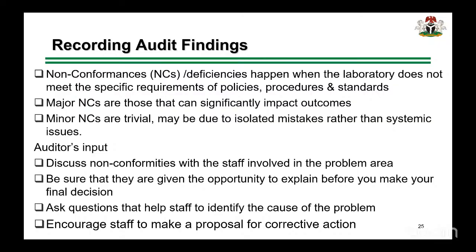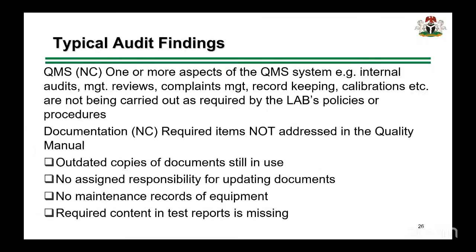Discuss the non-conformity with the staff involved and the problem. Be sure that they are given the opportunity to explain before you make your final decision. Ask questions that help staff to identify the cause of the problem. Encourage staff to make a proposal for corrective action. So they propose their corrective action. Then you look at it as an auditor and say whether this corrective action is able to clear this non-conformance, and the evidence of clearance also has to be there.